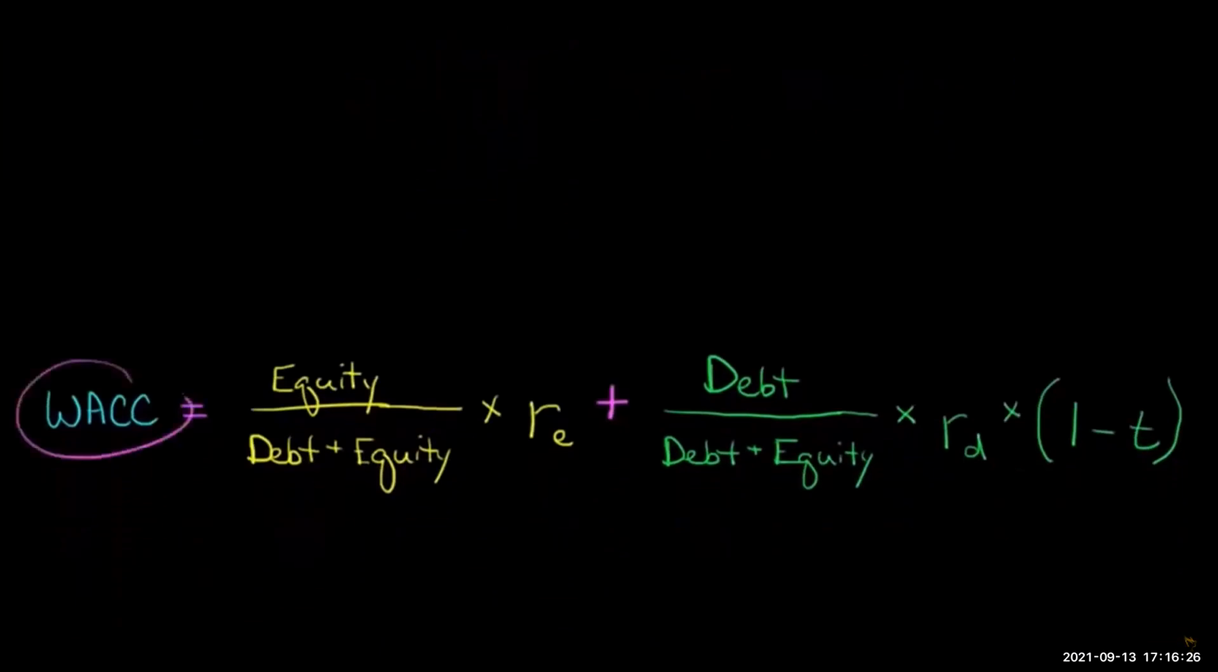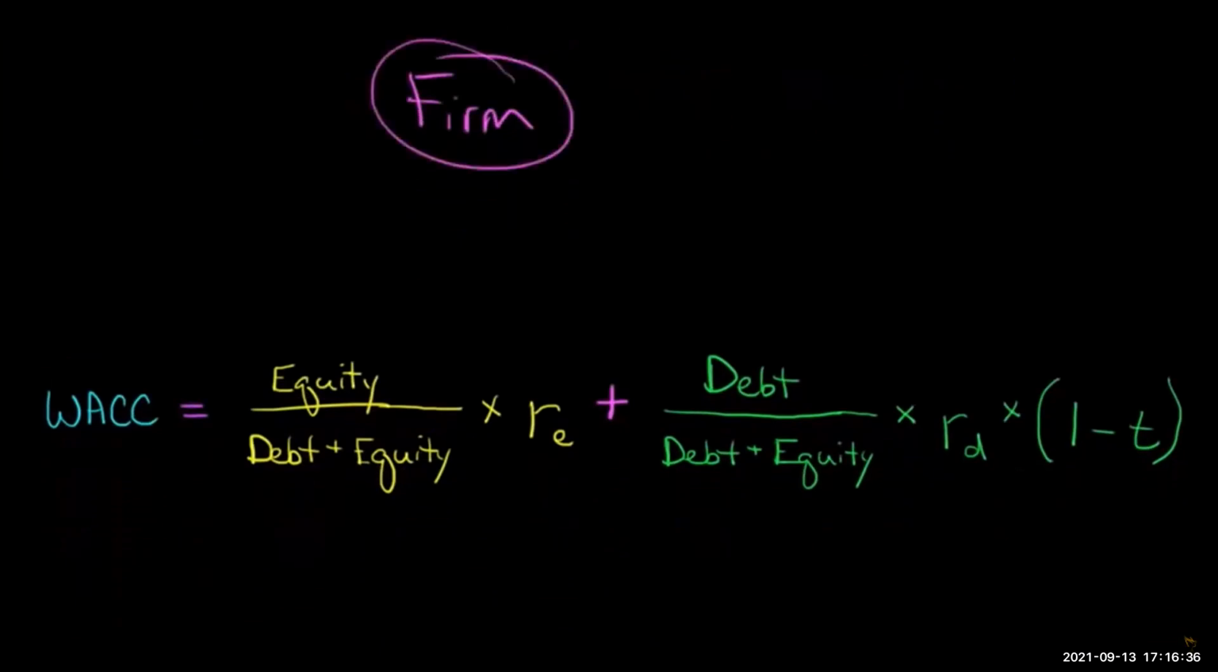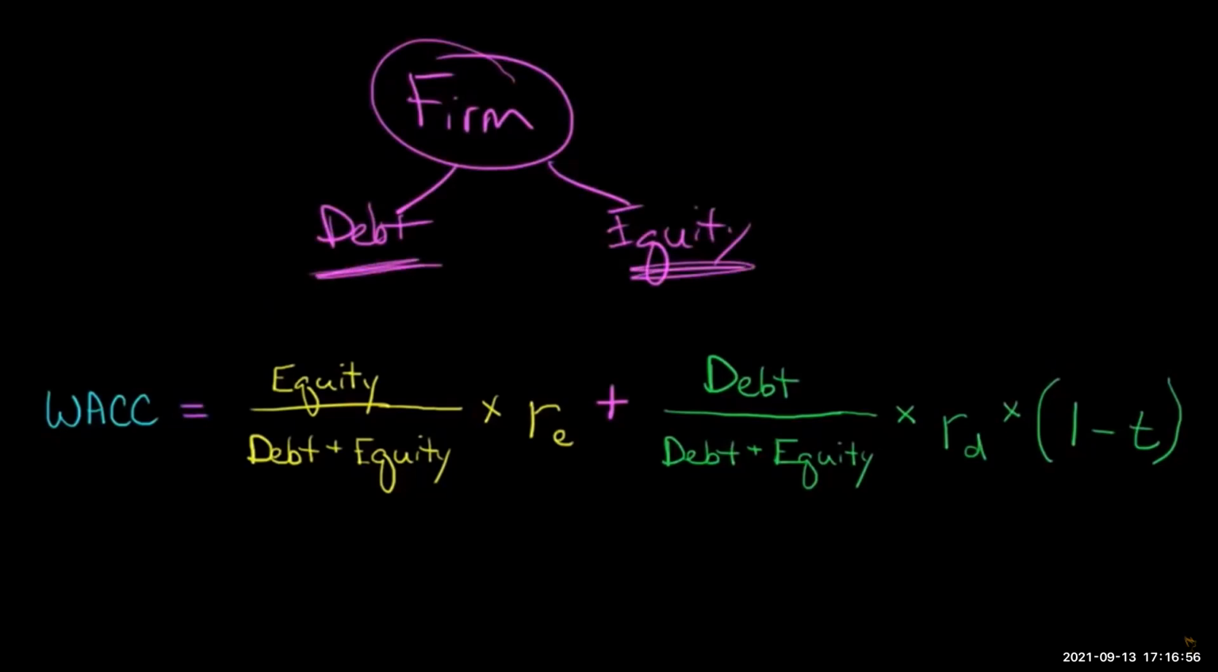So when we think about WACC, this weighted average cost of capital, really what we've got is the financing of the firm. Now this firm is going to be financed from two primary sources. One is debt and one is equity. What does that mean? Well, the firm can get money from borrowing, or people can put up equity, shareholders or the owner themselves.